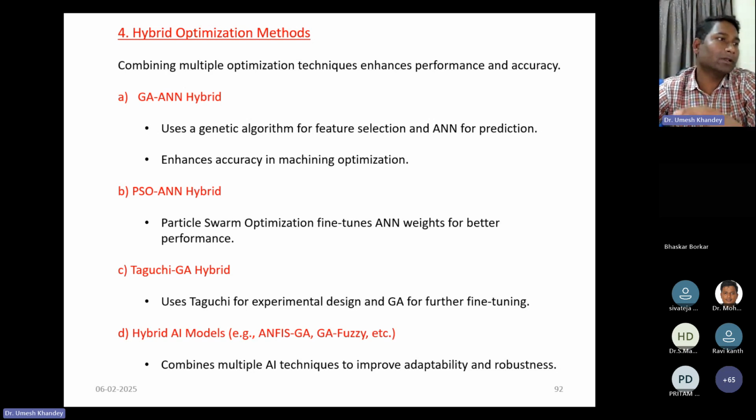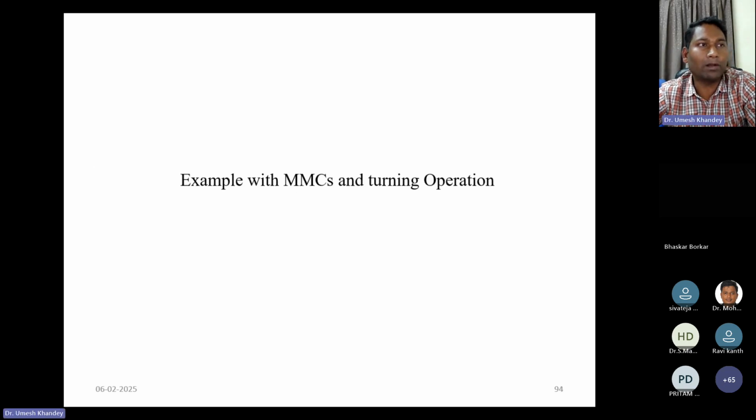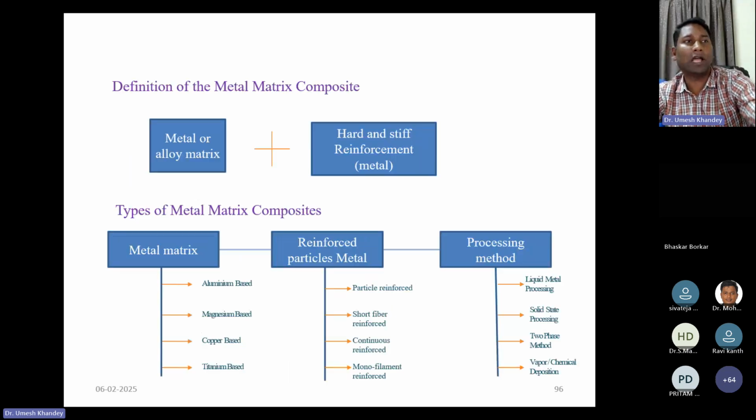Why? Because this is having the benefits of two methodologies or two optimization techniques. The choice of optimization method depends upon these. Next example with MMC: if you see, you have considered one turning operation, costed through the cause and effect diagram, and you are having some parameters to be monitored. How is that parameter going to be optimized through hybridization?